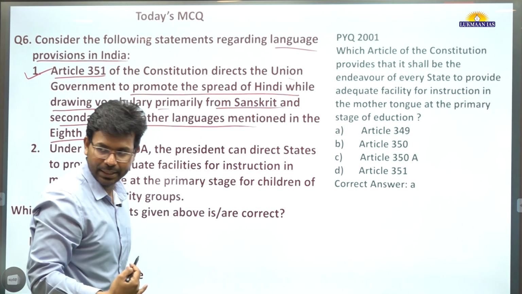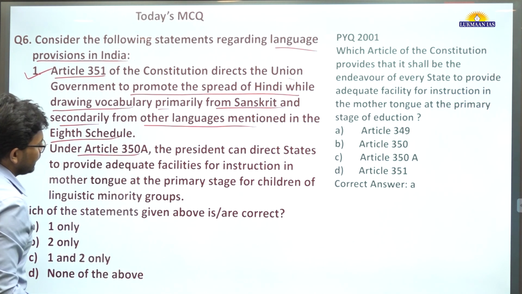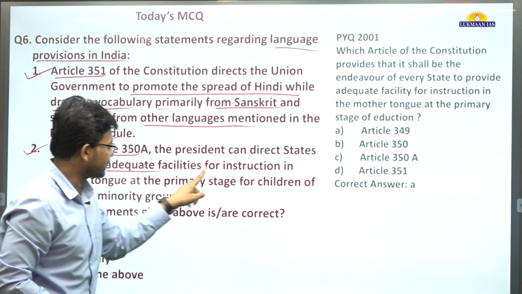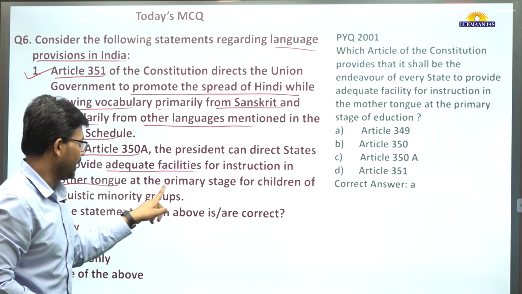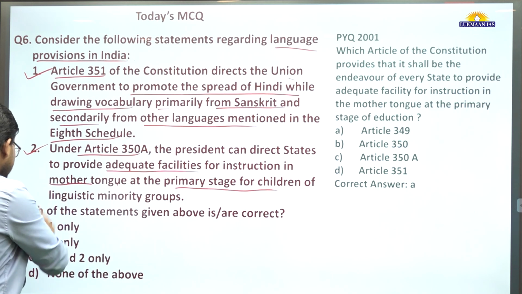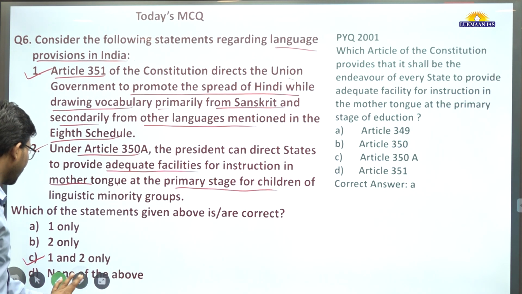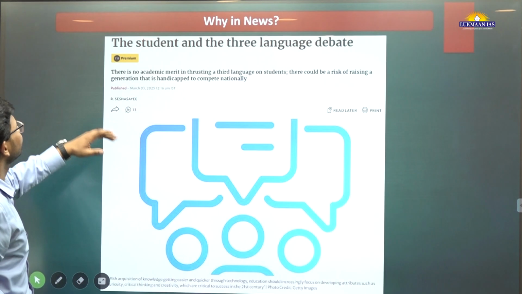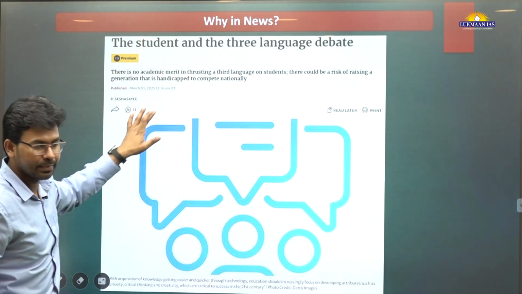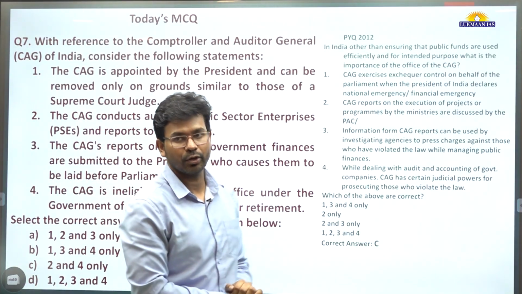So this statement is right. This is Article 351. Under Article 350A, the President can direct states to provide adequate facilities for instruction in the mother tongue at the primary stage for children of linguistic minority groups. Both these statements, 1 and 2, are right. So C is the right answer. The 3 language debate is something which is going on. You may expect a question in the mains exam also from that topic.